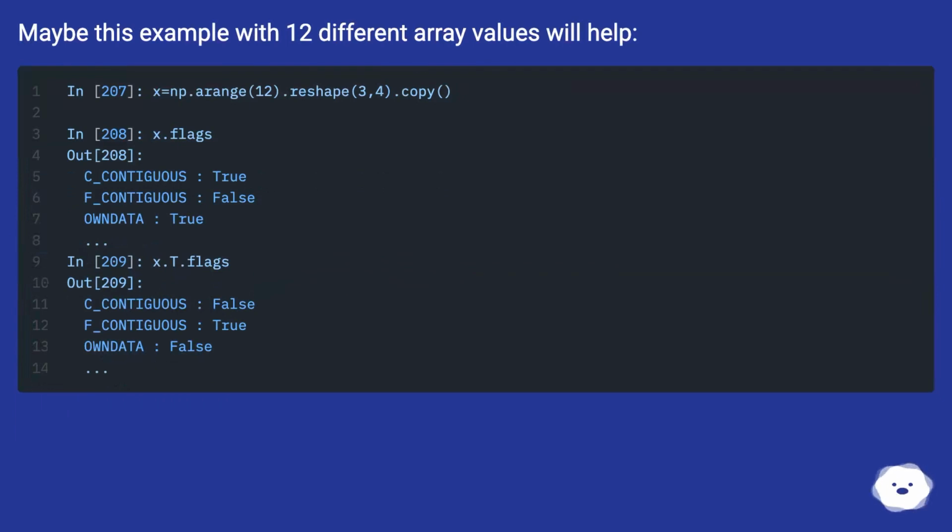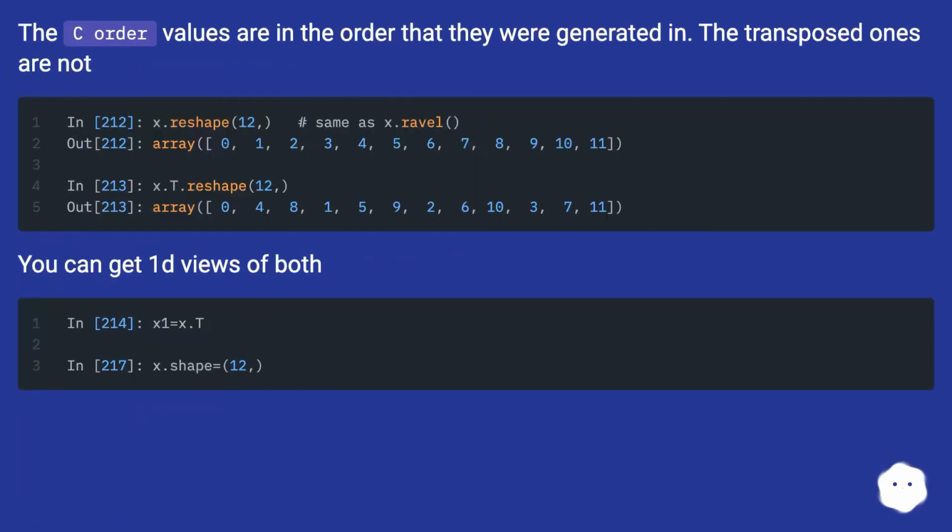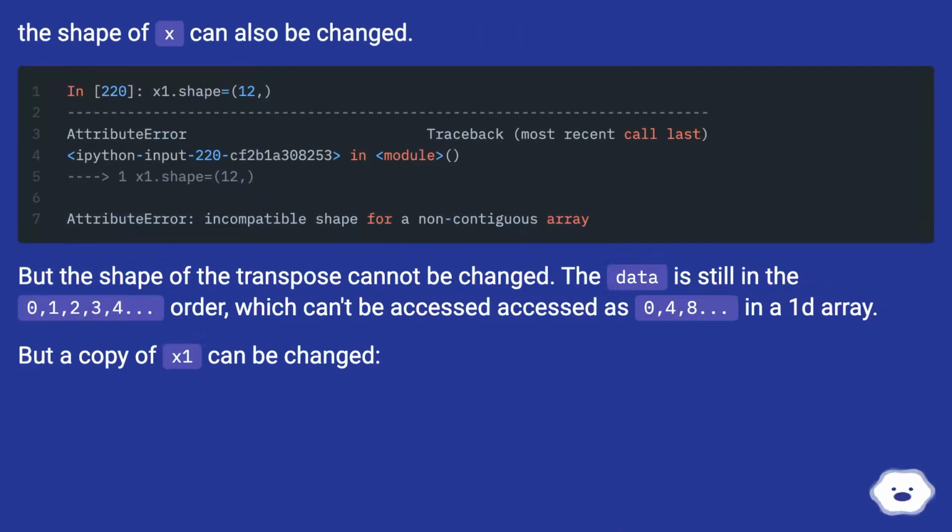Maybe this example with 12 different array values will help. The C order values are in the order that they were generated in. The transposed ones are not. You can get 1D views of both. The shape of X can also be changed. But the shape of the transpose cannot be changed. The data is still in the 0, 1, 2, 3, 4 order, which can't be accessed as 0, 4, 8 in a 1D array. But a copy of X1 can be changed.